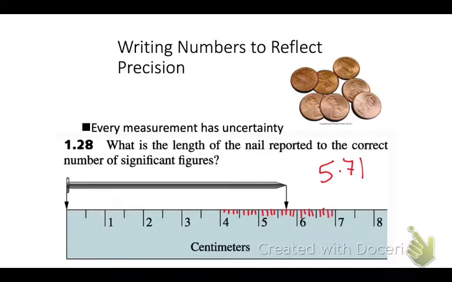Maybe it's 5.71. So now when I changed the tool, I was 100% sure of the 5. I was 100% sure of the 0.7, but I am estimating the 0.01. So therefore right now this tool allows me to report with 3 sig fig. This is a more accurate and more precise tool, clearly.